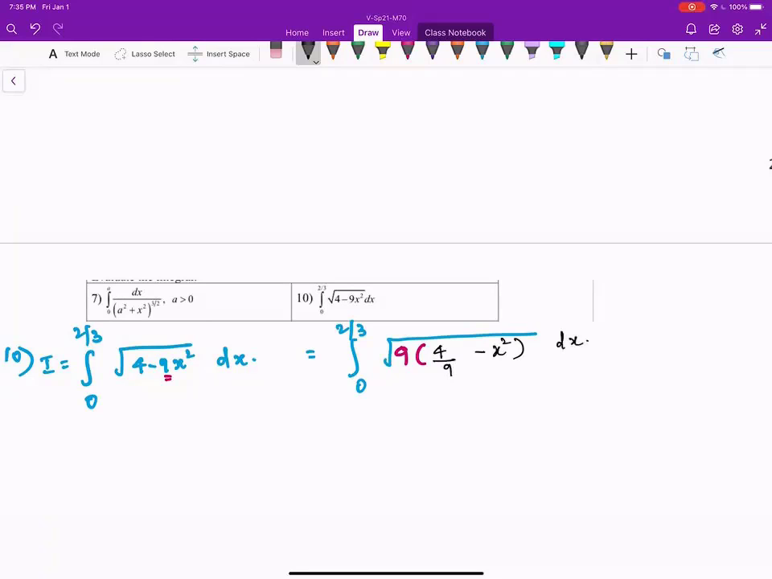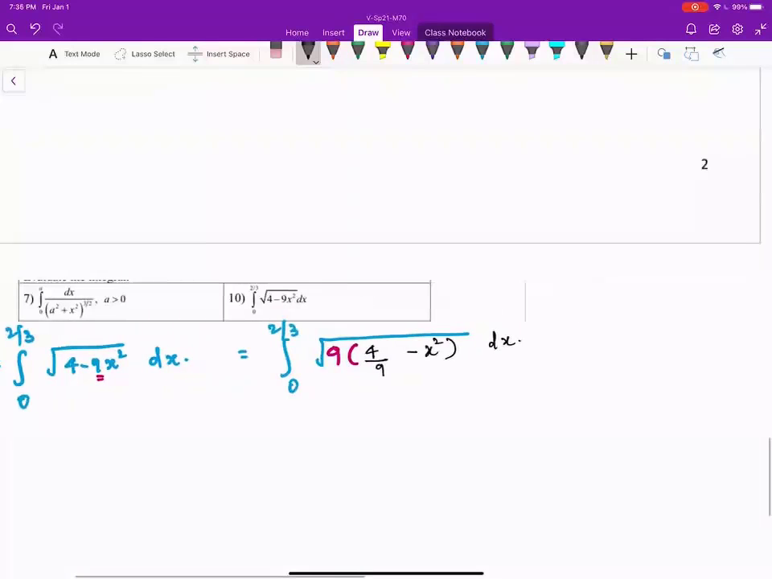How do we check that what we have done is right? If you just take the expression inside the radical, it is 9 times 4 over 9 minus x squared. You distribute, and 9 times 4 over 9 gets cancelled out. Then you get 9 times x squared. So it is 4 minus 9x squared, which is the given problem. So it is exactly this one.